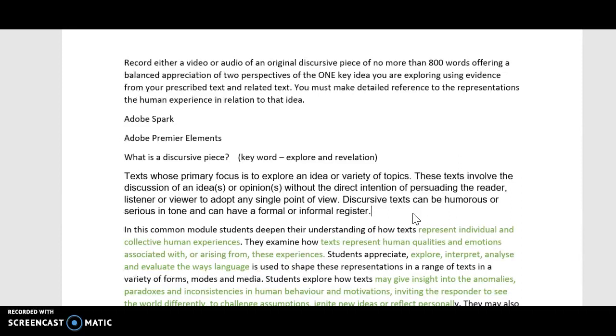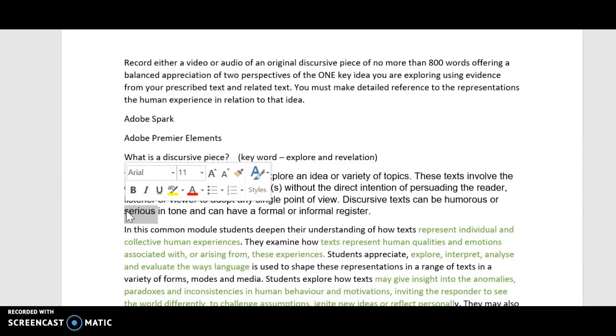It's light in tone. It can be a bit idiosyncratic. The register is up to you. Now, I know here it says it can be humorous or it can be serious. Again, you've got to decide what's appropriate for purpose and audience.